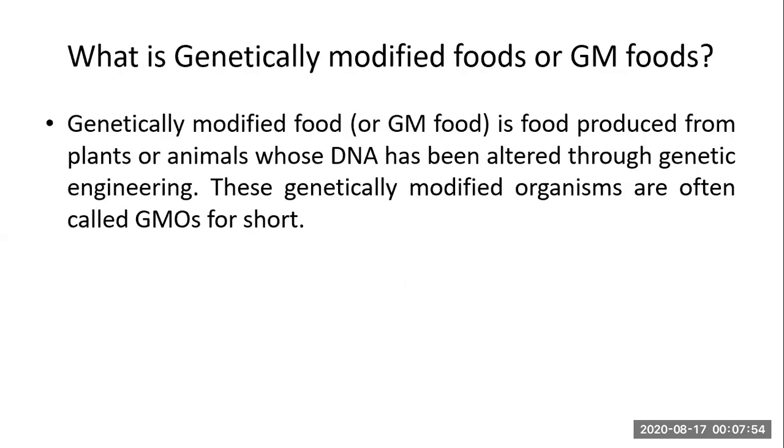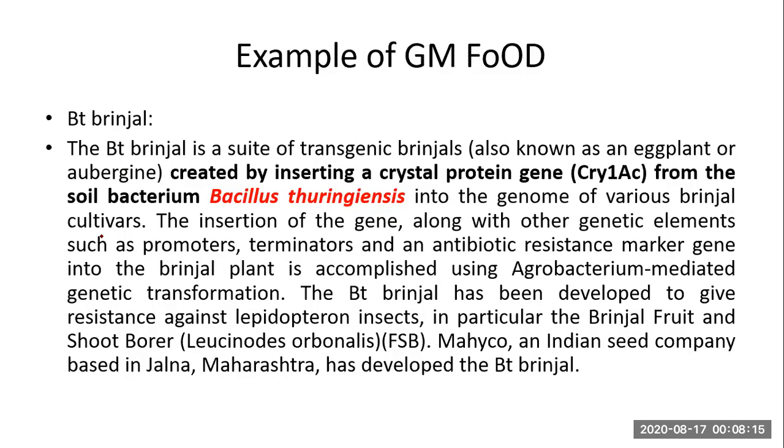I have already mentioned that genetically modified food is food produced from plants or animals whose DNA has been altered through genetic engineering. These kinds of modified organisms are often called GMO for short. The example is BT Brinjal in Bangladesh. How is it? Brinjal is affected by different kinds of insects, so to alter this characteristic, the gene that is affected by the insects is altered in BT Brinjal.